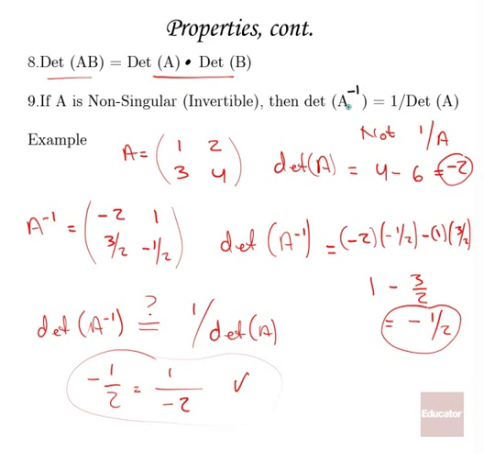So, if you want to know the determinant of the inverse, instead of finding the inverse and getting the determinant, you can just find the determinant of A and take the reciprocal of it. Again, this is not 1 over the matrix A. This is 1 over the determinant of A. The determinant of a matrix is a number. The matrix itself is not a number.